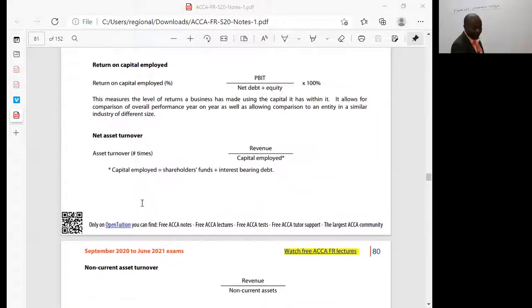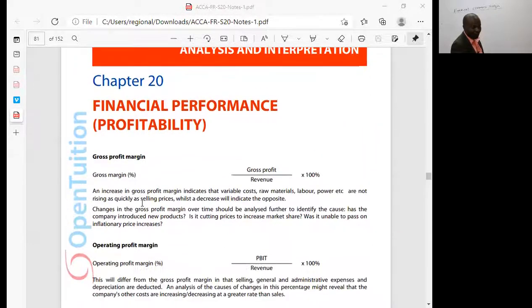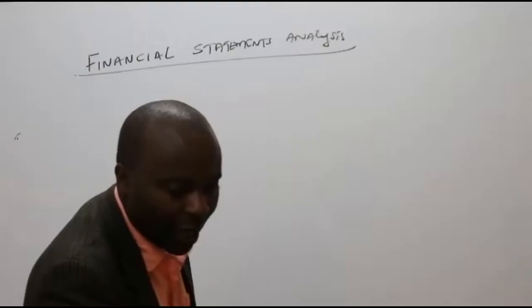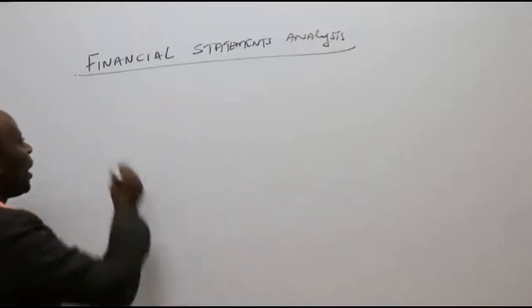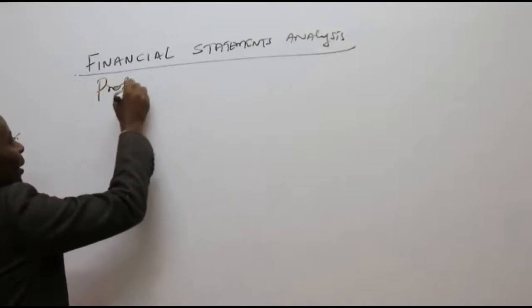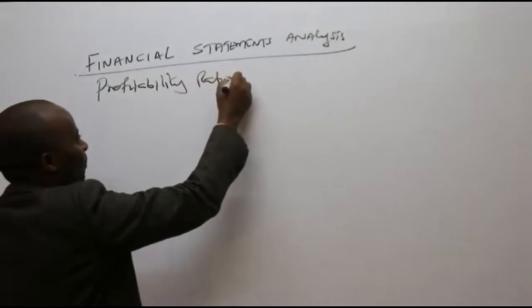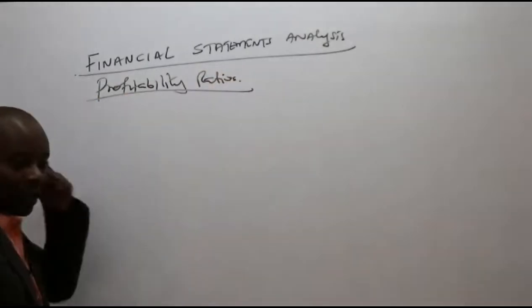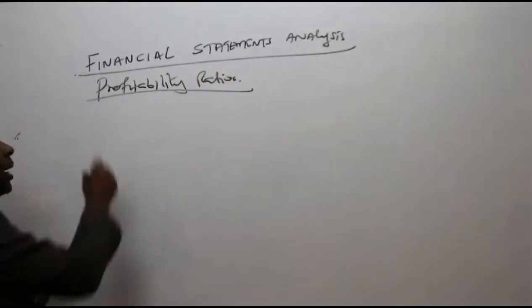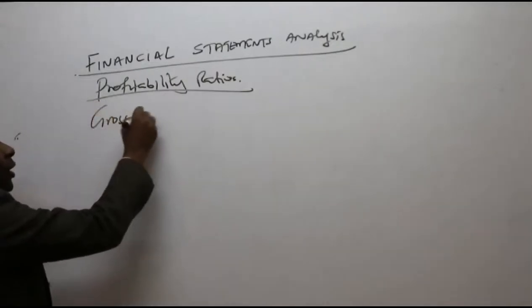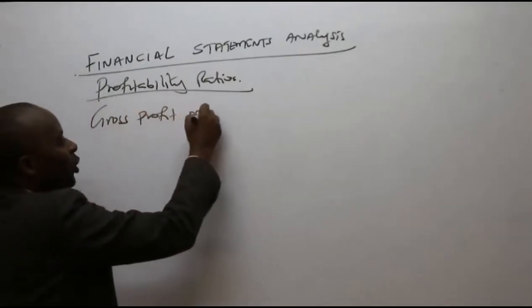Now, ladies and gentlemen, when it comes to financial performance and profitability, these are the kind of ratios that we need to really understand how to capture. So we have here the profitability ratios. The very first one here will be the gross profit margin.